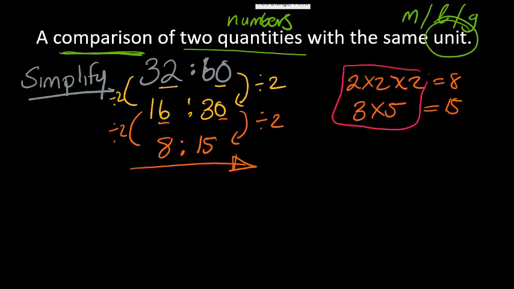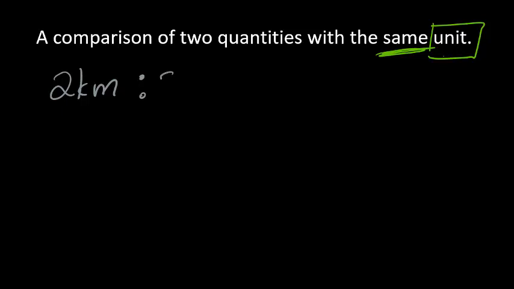So the first thing that you need to be able to do in ratio is simplify. You need to take big numbers and take them down to their smallest possibility. The next thing that we're going to look at is to ensure that we have the same unit in the question that we are answering. Let's assume that we have a ratio of 2 kilometers to 800 meters. Before you can simplify this ratio, you have to ensure that the units, kilometer and meter, are the same.